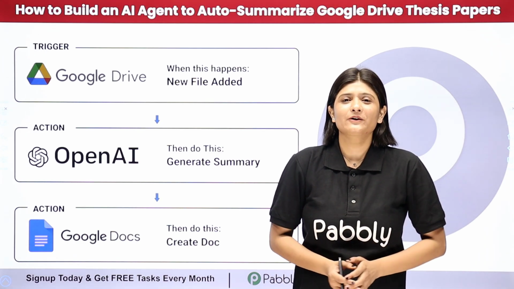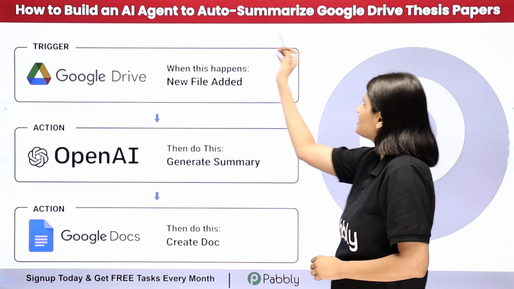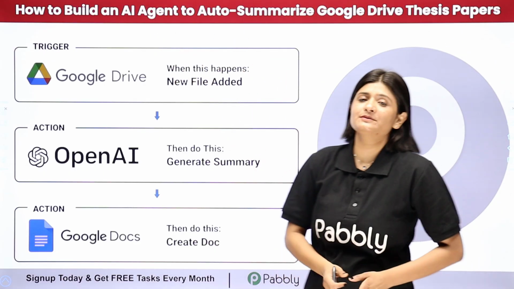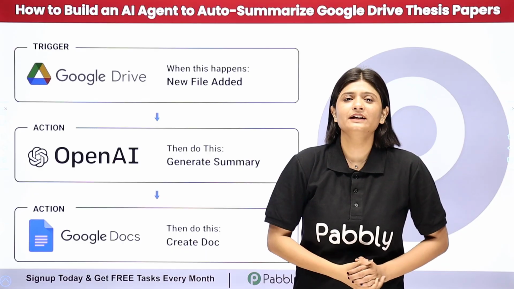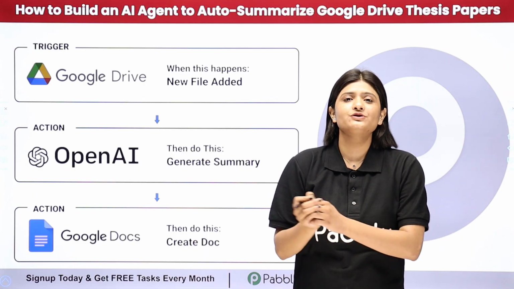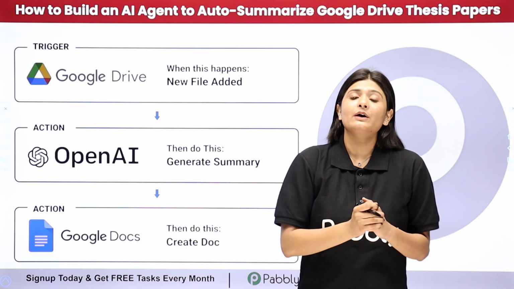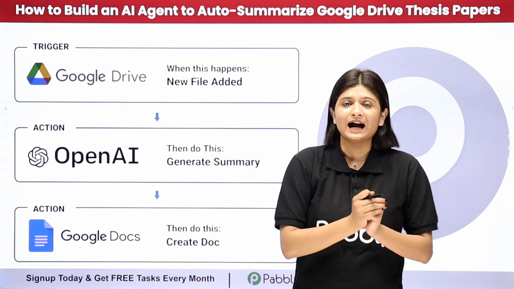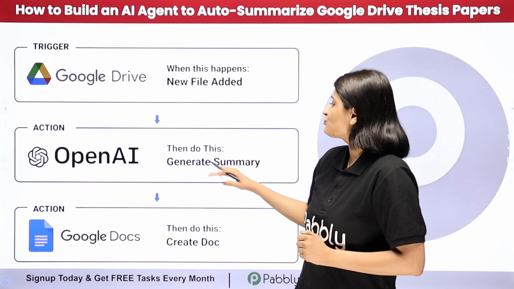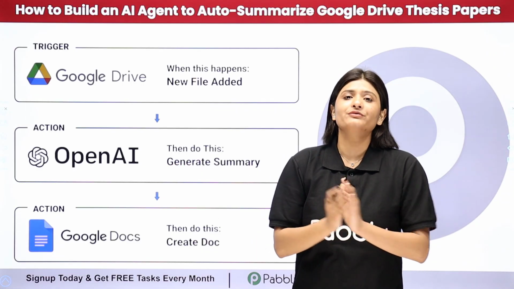In this video, we are going to learn how to build an AI agent to auto-summarize Google Drive thesis papers. So let's suppose I'm running an education center and all my students upload their PDF or thesis papers in my Google Drive. Now I want that whenever a new file has been added in this Google Drive, the summary should be automatically generated with the help of an AI agent.